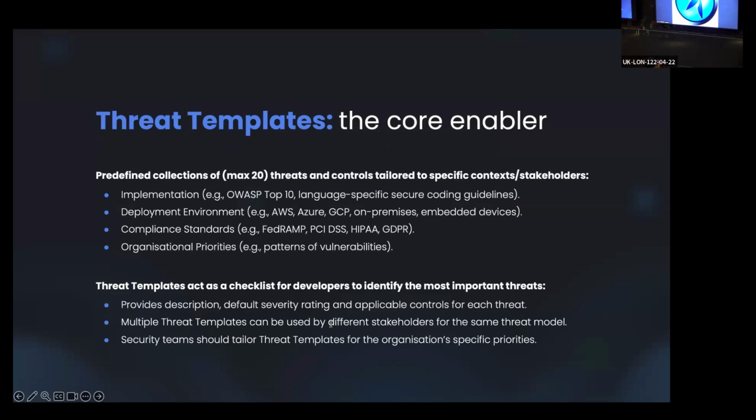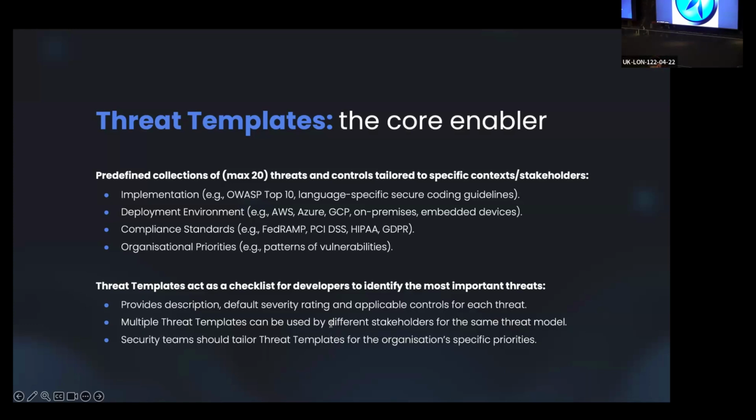We have the implementation threat templates. These are usually suitable for an audience like developers, and they come from resources like the OWASP Top 10 or language-specific secure coding guidelines. We then have the threat templates that belong to the deployment environment. So where is this component running? Is it running on AWS, on Azure, on GCP, on-prem, on an embedded device? Based on these, we will have a collection of different threats. And typically, the stakeholder for these threat templates is the DevOps engineer or the cloud engineer.